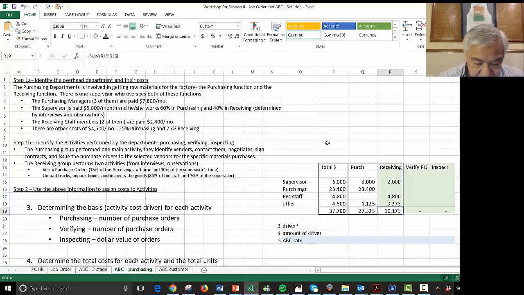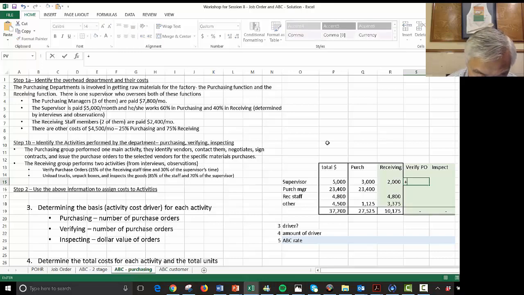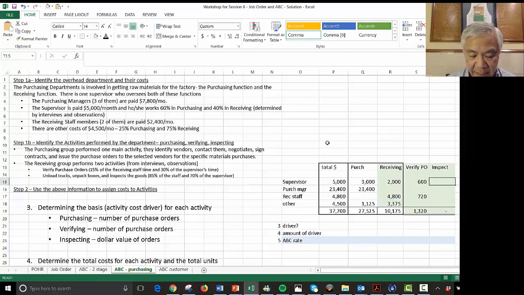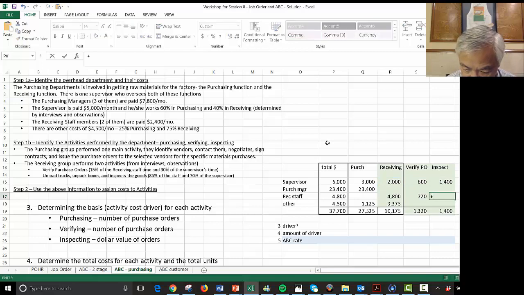Here we're given some further data. We're told that the verification of purchase orders takes 15% of the receiving staff and 30% of the supervisor. For verification, the supervisor's 30% times the receiving portion, and the receiving staff is 15% of the receiving staff, which means the other amount, we can just do by subtraction, is for the inspection. Furthermore, we know that the other costs are all inspection and not verification.